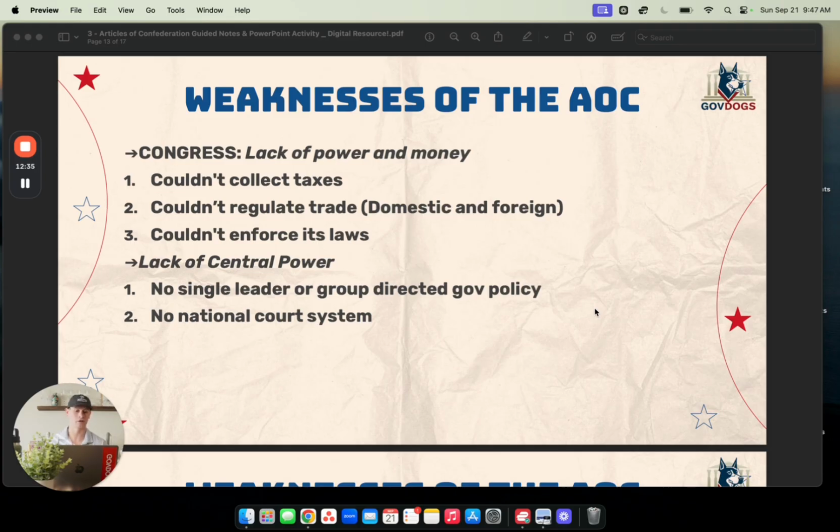Also, you had no single leader or group directed by government policy and no national court system. So no courts, no executive, basically. All the power was in the Confederation Congress, but the Confederation Congress was severely limited by how they pass laws and how they amend the articles. And also, they had no money. Okay, that's going to be a huge issue. If you don't have money, you can't do anything.